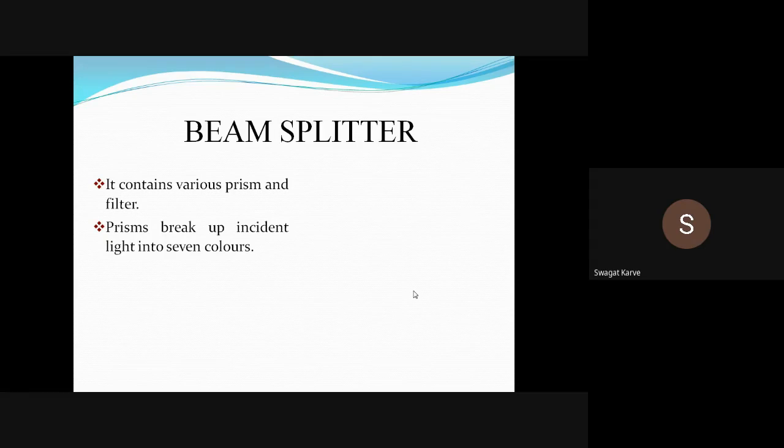You might have studied optical filters. There are different beam splitters, or actually this part we have studied in optical communication, right? So the same working and same job is used in the camera also, the beam splitter. This prism breaks up incident light into 7 colors.